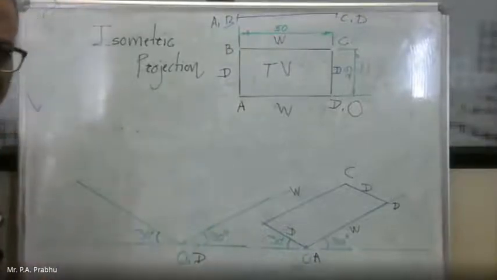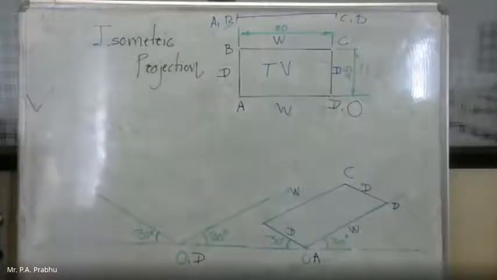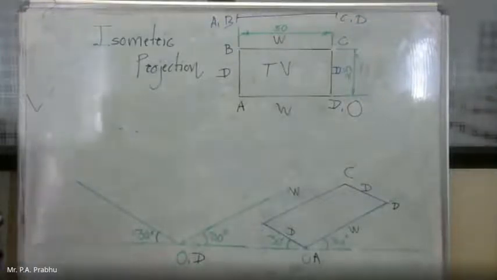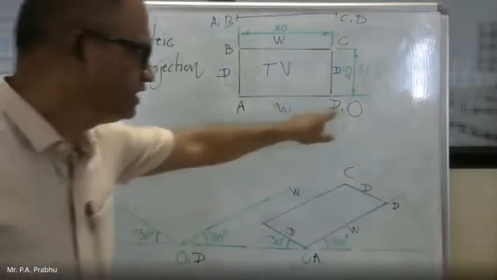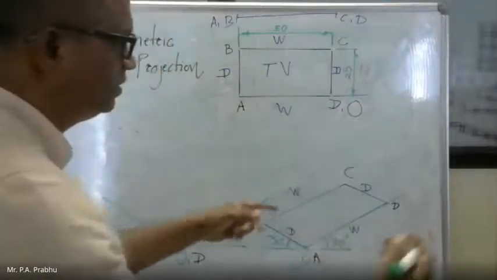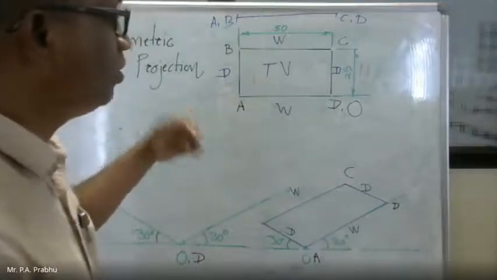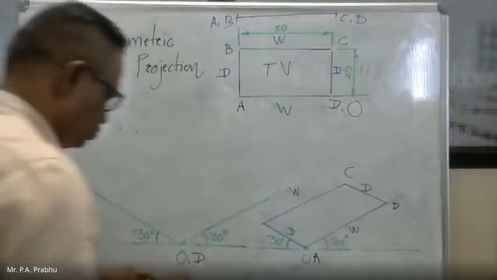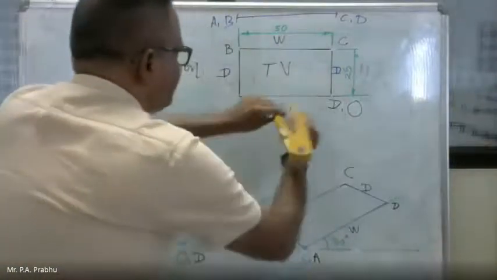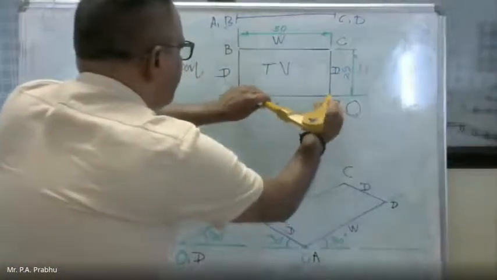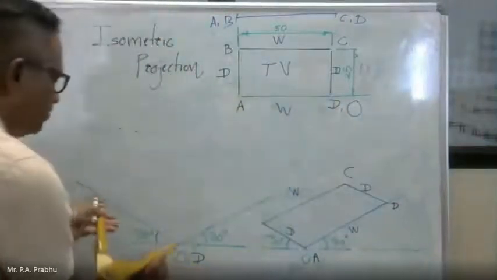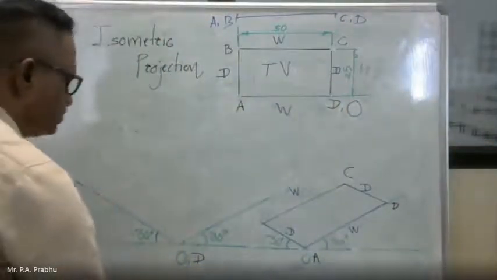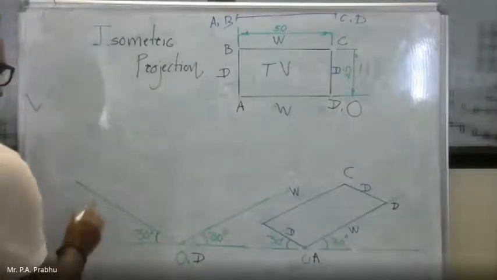You may have noticed there is no other line except vertical lines and lines inclined at 30 degrees. Now, as my origin is on the right side, we have to mark the width or length on your left side. Take the width 50 mm and mark it here. So this point will be A.